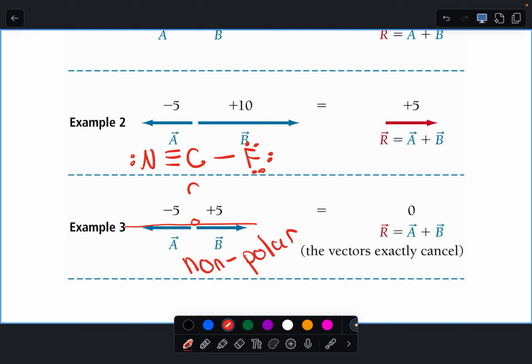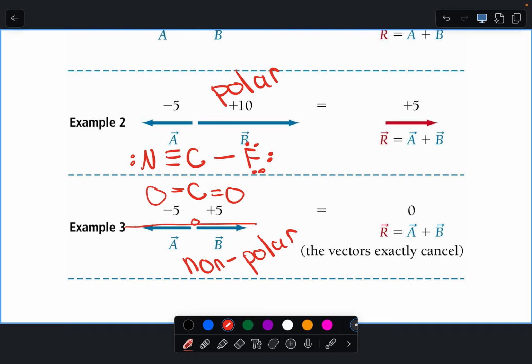So the example in 3 was CO2, and that would be nonpolar. In example 2, NCF would be polar. And think of the tug of war, okay? Fluorine has an electronegativity of 4. Nitrogen has an electronegativity of 3.